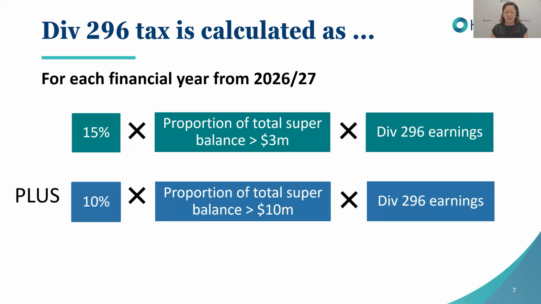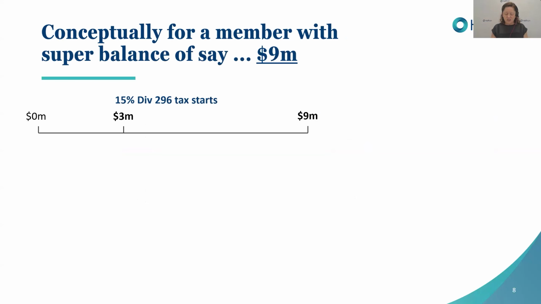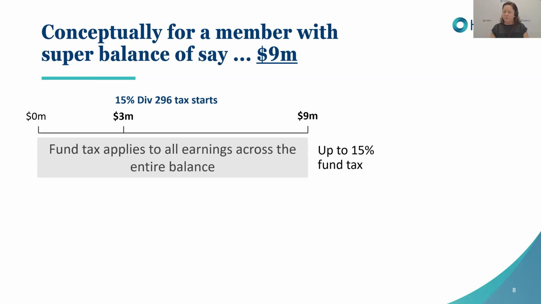Just in simplistic terms, if I had someone with, say, a $4 million superannuation balance, so they've got $1 million in excess of the $3 million threshold, so 25% of their $4 million balance is in excess of the threshold. For them, their Div 296 tax is going to be 15% times 25% times whatever their Div 296 earnings are going to be.